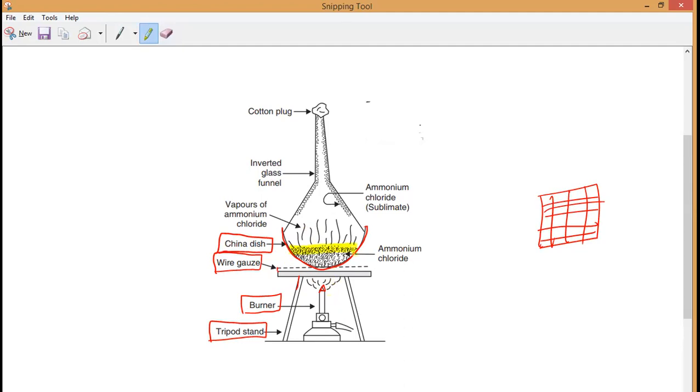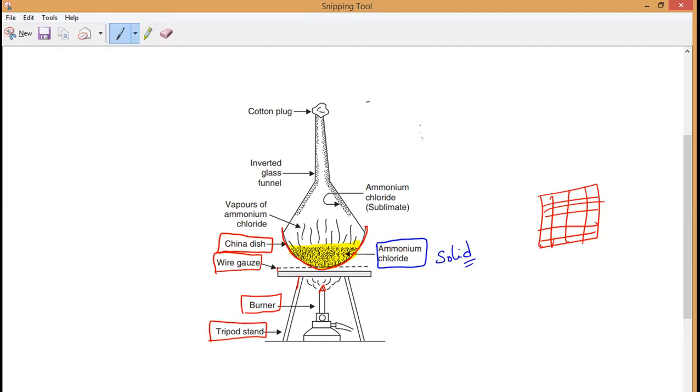Now, after arranging this setup, you can see here dot-like structures. What is the substance? Ammonium chloride, sir. Ammonium chloride. What is the state of that? That is called solid state. Do you understand, everyone?